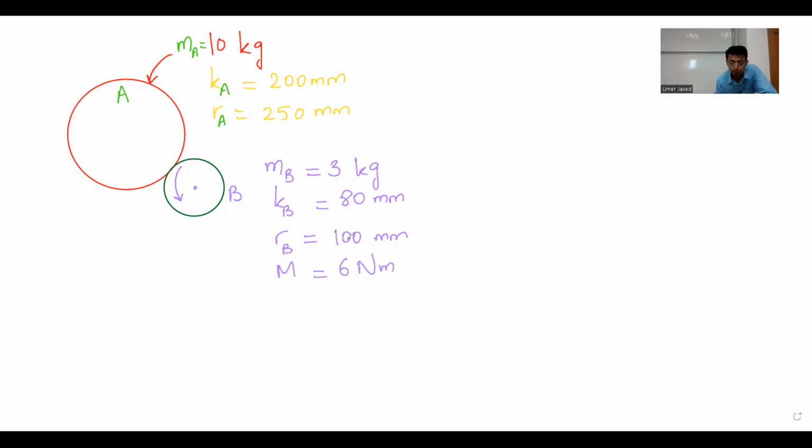The question says: find the time for the motor to get omega B, to go to 600 RPM. So this is your final, and I suppose the system starts from rest. It is given in the question. Give me the time. Okay, do it. Now, by the way, this problem is a little tricky. It's not straightforward because both of them are in contact with each other.